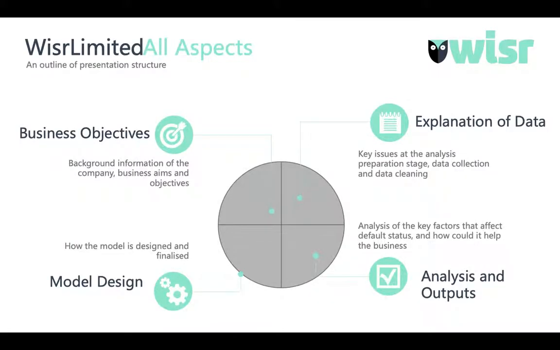This is an outline of the presentation structure. In the first section, we're going to talk about business objectives, including the background information of the company, its objectives, and why we think it's important for the company to know about default factors. The next section is an explanation of data, such as where we collected the data and what we've done to clean the data for preparation. Next section is model design: why we choose the decision tree over other methods, and how we design and finalize the model. Last but not the least, the analysis and output part.